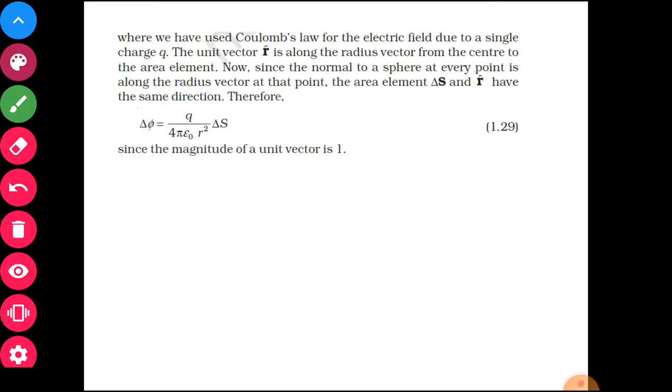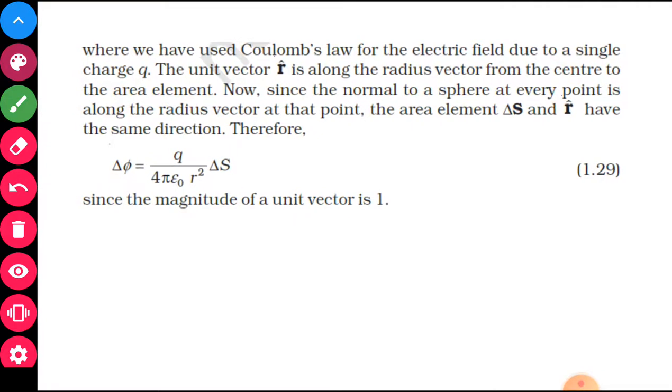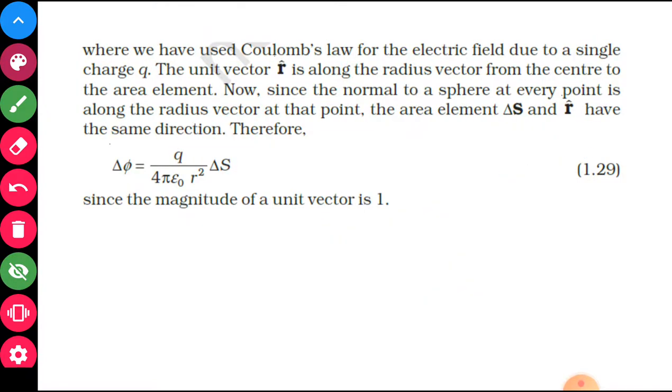Now we have used this unit vector r cap, which is along the direction of radius, from the center to the area element. Now since the normal to the sphere at every point is along the radius vector, as I have explained, that normal to the sphere is always in the direction of vector r. So we can say delta S and r are in the same direction.